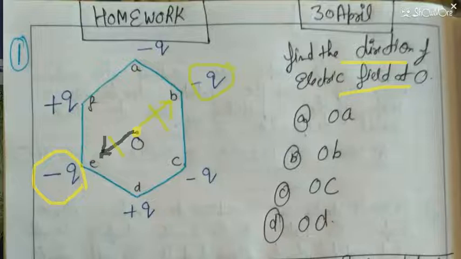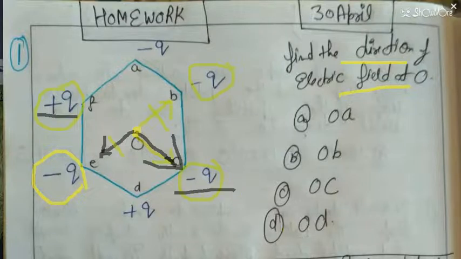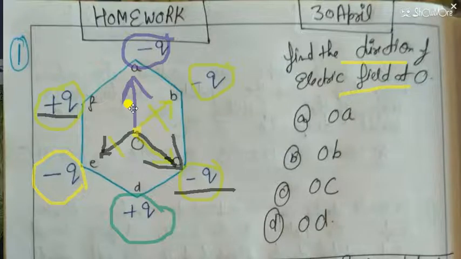On the other hand, due to this negative charge, the electric field will be towards this side, and due to this positive charge, the electric field will be in this direction. So in this direction two electric fields are there, due to this positive charge and due to this negative charge. In the same way, due to this negative charge, the electric field at O is in this direction, and the electric field due to this positive charge is in the upward direction.